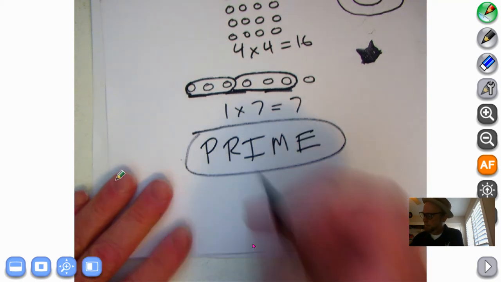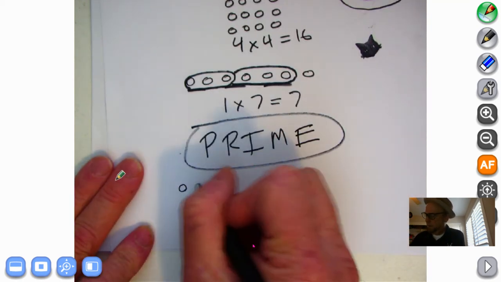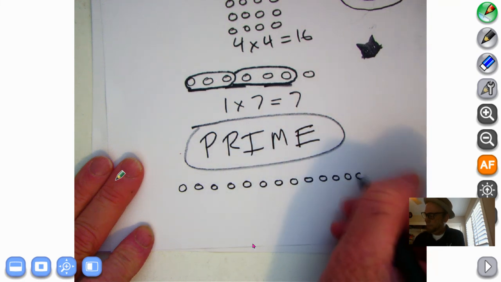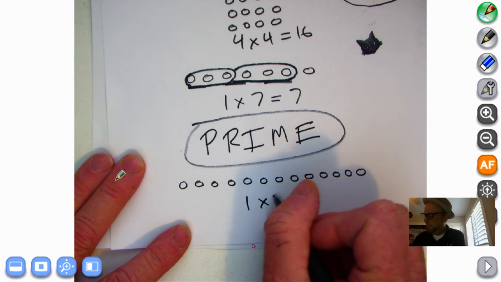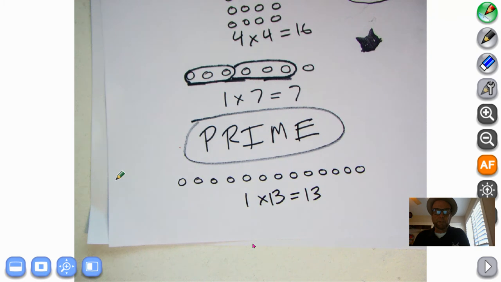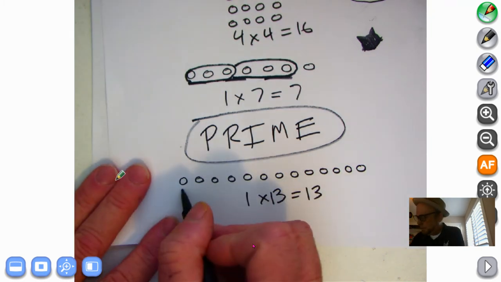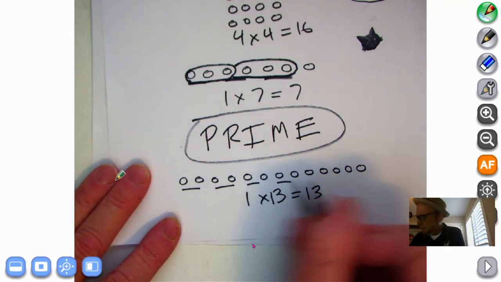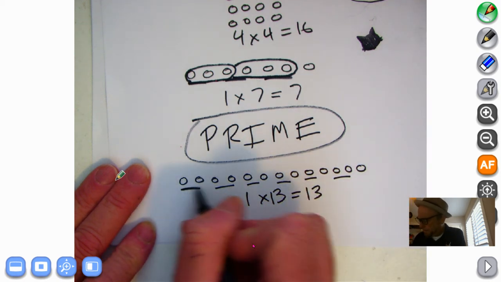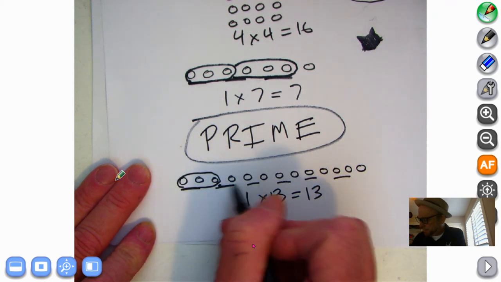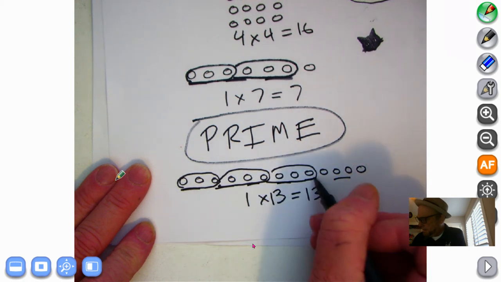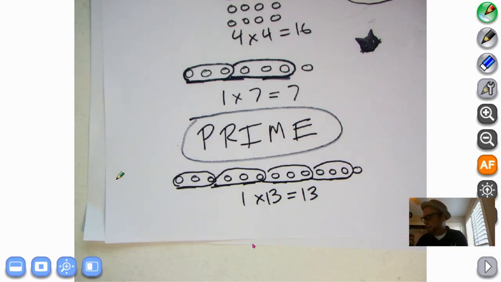And we'll do 1, 2, 3, 4, 5, 6, 7, 8, 9, 10, 11, 12, 13. Here we have 1 times 13 equals 13. So can we do 2 times something equals 13? Look, 2, 4, 6, 8, 10, 12. Nope. How about 3s? 3, 6, 9, 12. That's not going to work.